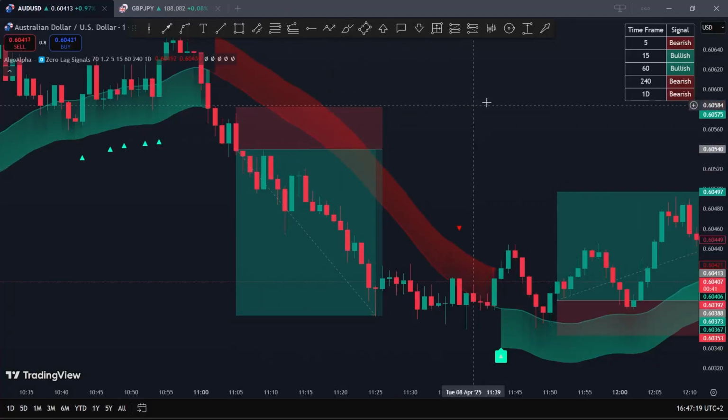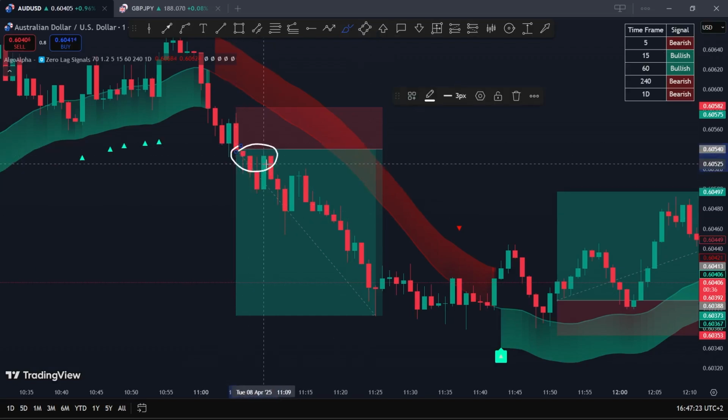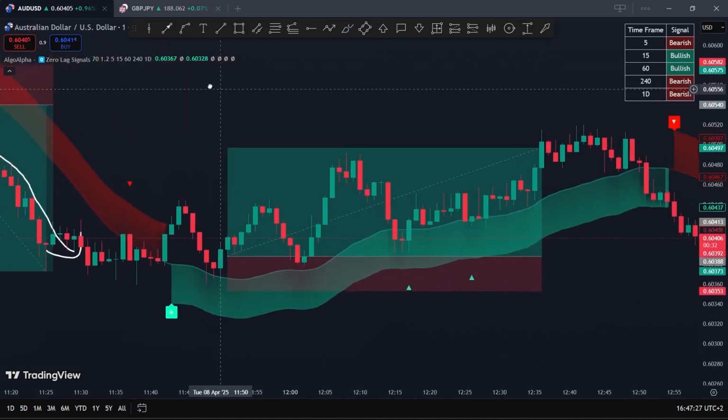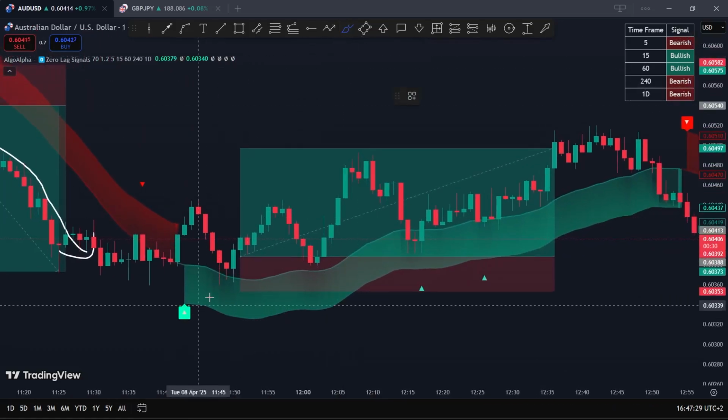This TradingView indicator delivers incredible results with no lag. Take this sell setup, for example. We entered the market using our proven price action technique. Here's another great buy setup.